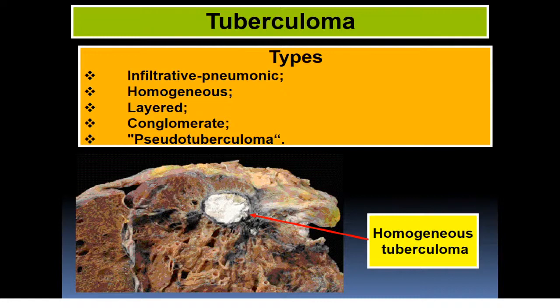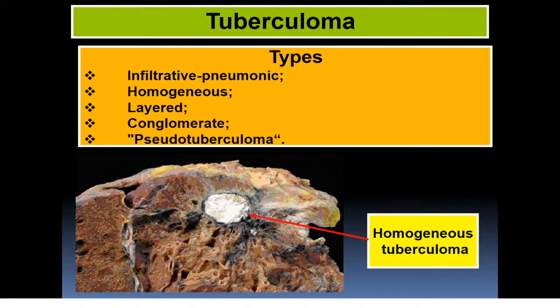And there are several types of tuberculomas. First type is named infiltrative pneumonic. Second, homogeneous type. These types, infiltrative pneumonic and homogeneous, can form from infiltrative tuberculosis, for example. Next type is named layered. And this type of tuberculoma can form as a result of progressive duration of tuberculomas.